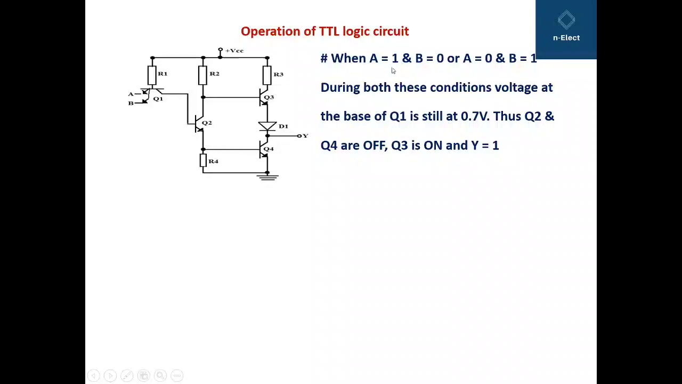Moving on to the next conditions, when A equal to 1 and B equal to 0, or A equal to 0 and B equal to 1. During both these conditions, the voltage at the base of Q1 is equal to 0.7 volt, as we have seen in the first condition. Thus, Q2 will not conduct or will remain off. Naturally, Q2 remaining off means Q4 will also remain off, and Q3 will go into saturation, as we have seen in the previous condition, and therefore output Y equals 1.